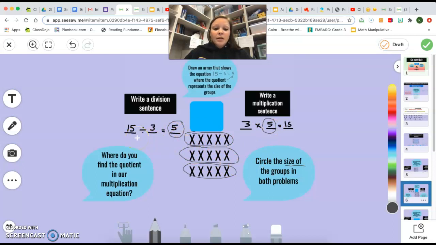Now, when we're talking about a quotient in a division problem, we know that that's the answer. So in this case, the answer for 15 divided by 3 is 5, and that is the same thing as one of the factors in the multiplication sentence. And both of those represent the size of the group in the problem.